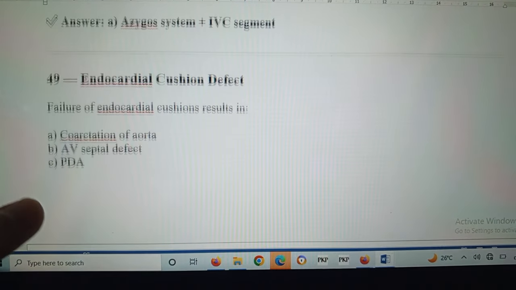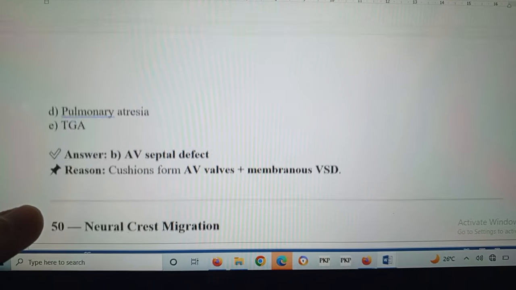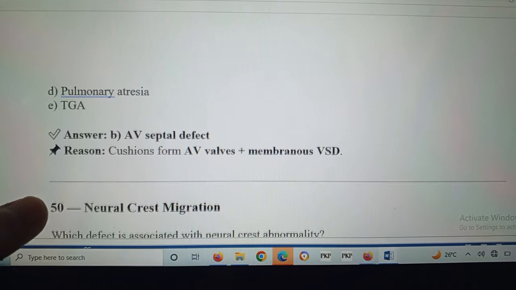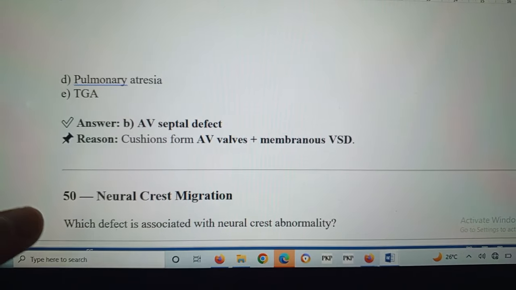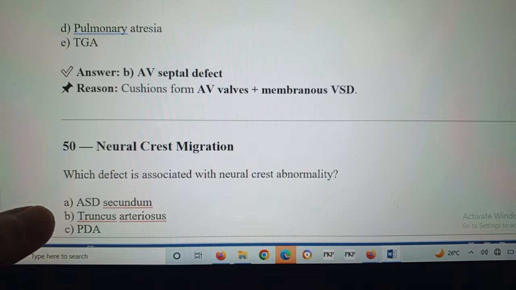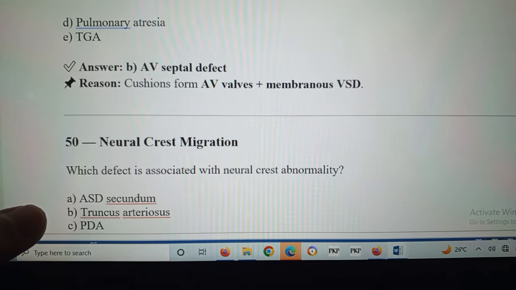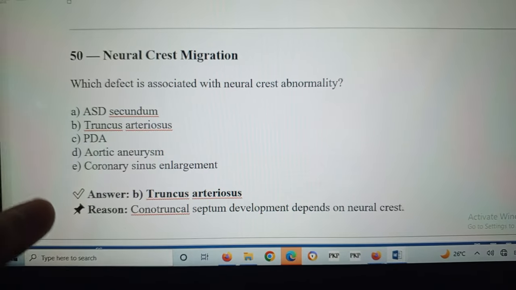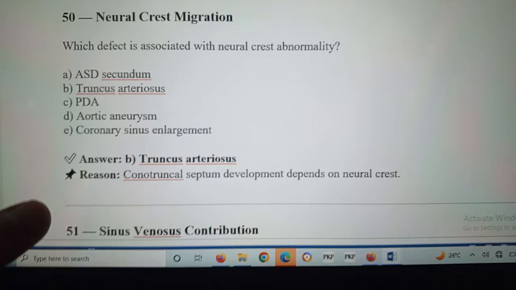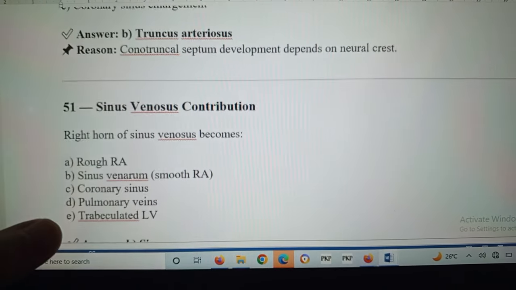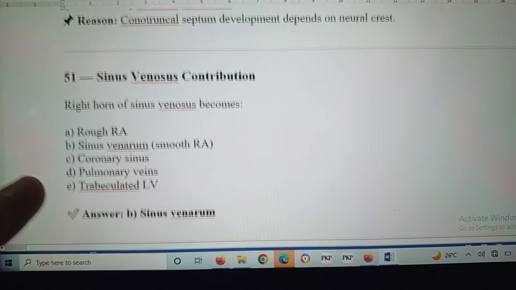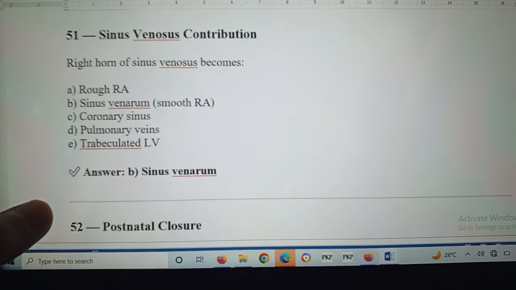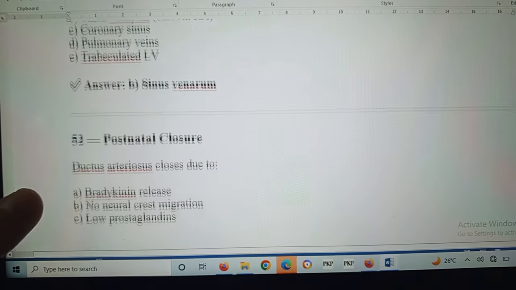Failure of endocardial cushions results in atrioventricular septal defect. Cushions form AV valves plus membranous VSD, ventricular septal defect. Which defect is associated with neural crest abnormality? Truncus arteriosus. Conotruncal septum development depends on the neural crest cells, which we have already discussed in the above mentioned BCQs. Right horn of sinus venosus becomes sinus venarum.